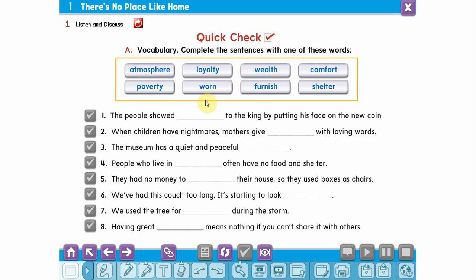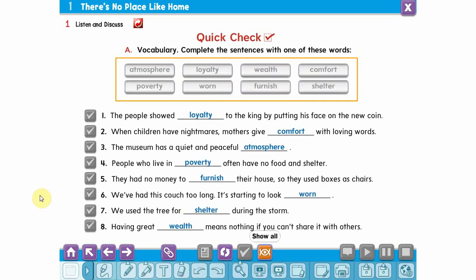Now we will get the answer to this question quickly. Here, the people showed loyalty to the king by putting his face on the new coin. When children have nightmares, mothers give comfort with loving words. The museum has a quiet and peaceful atmosphere. People who live in poverty often have no food and shelter. They had no money to furnish their house, so they used boxes as chairs.